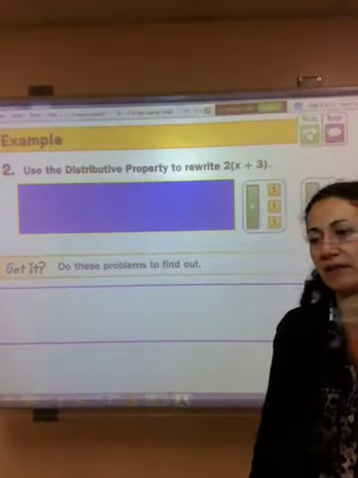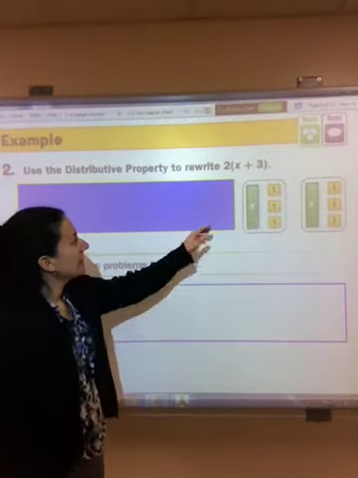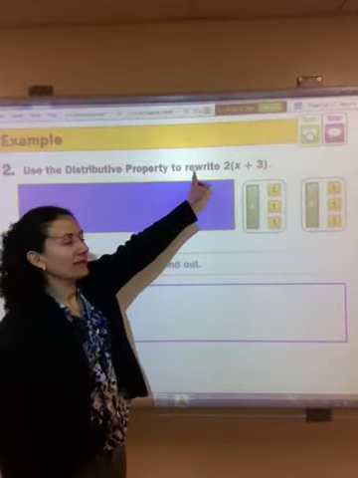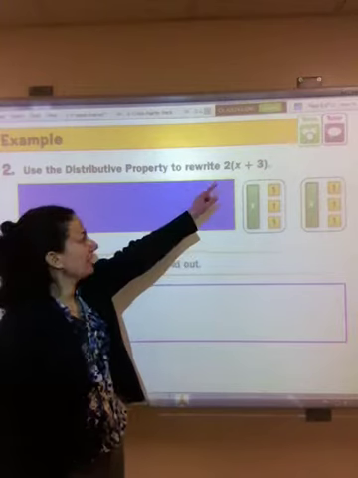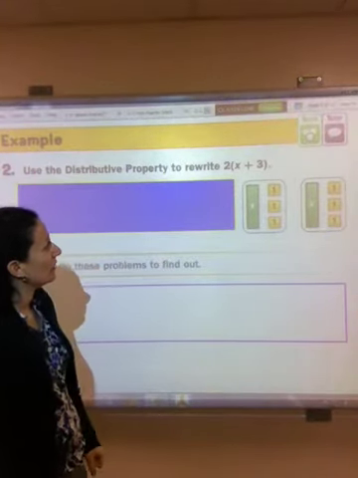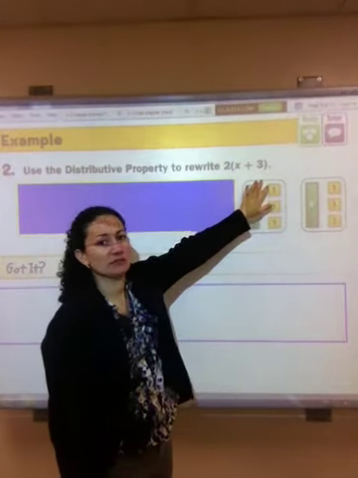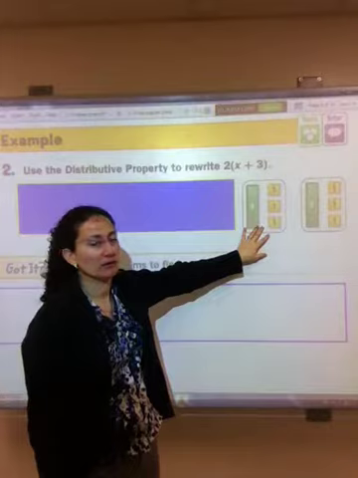Let's look at another application of the distributive property. This time, you're going to see some algebraic variables in the expressions that I want you to try to simplify using the distributive property. So in this case, if you have 2 times x plus 3, here's a picture of what that might look like.